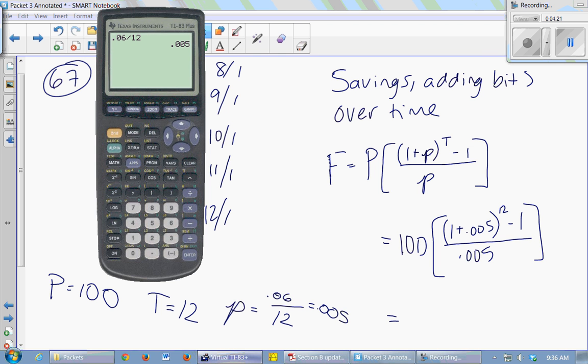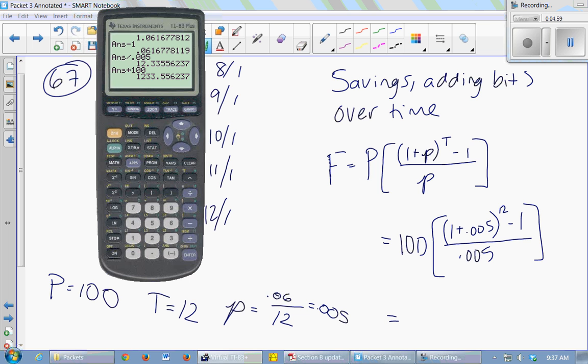Okay, so in the order of operations, you should do what's in parentheses first. So I should add my 1 and my 0.005, and I get 1.005, right? And then the next thing in the order of operations is exponents. So I'm going to raise that 1.005 to the 12th, hit enter, and then I'm going to subtract 1, enter, then I'm going to divide by 0.005, and then multiply by 100. So over the course of the year, I'm going to end up with $1,233.55.